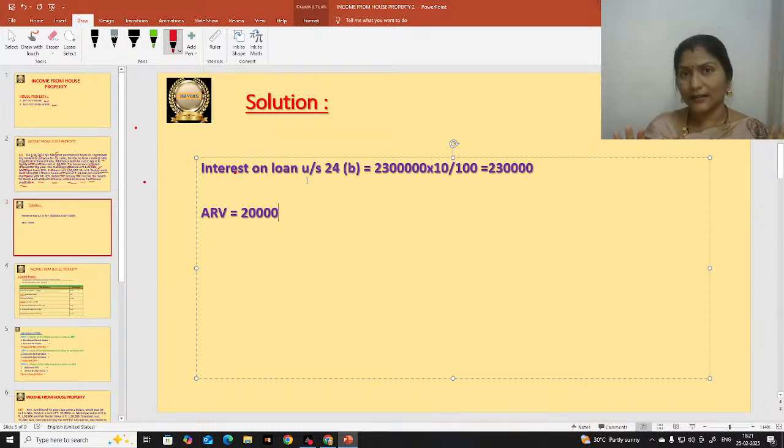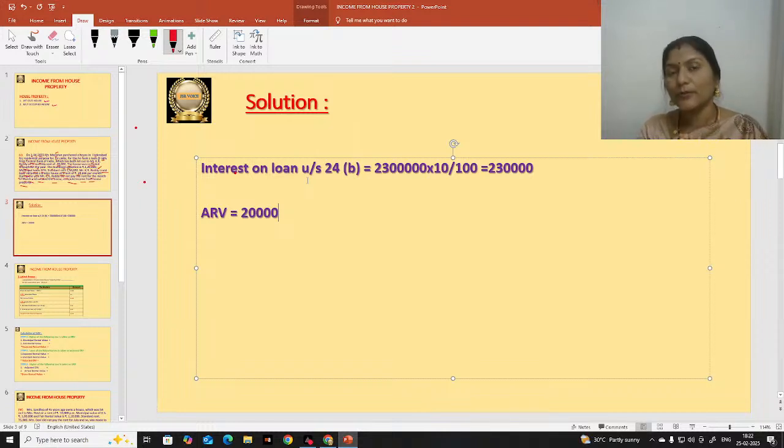12 months are there during 1 year period, but March month rent our assessee did not receive. So how many months rent actually he received? Only 11 months rent. Later on the tenant vacated the house. Last month is March month, till February he received, and our previous year is 1st April 2023 to 31st March 2024. That is our previous year.